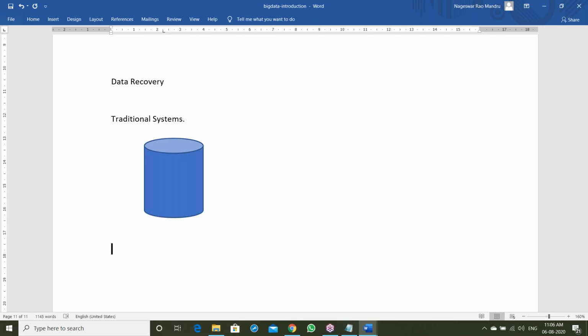Any server that failed here, the first team, the hardware team, will come into the picture. They will check the hardware for any failure. Suppose any server failed, immediately the hardware team comes first. They will check the hardware.